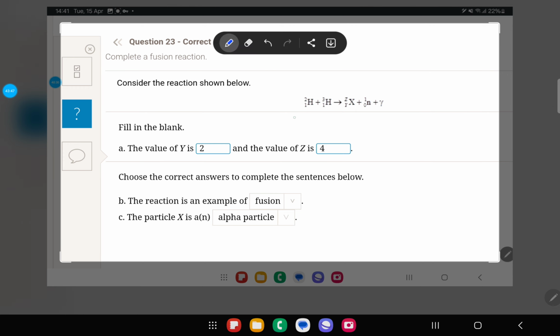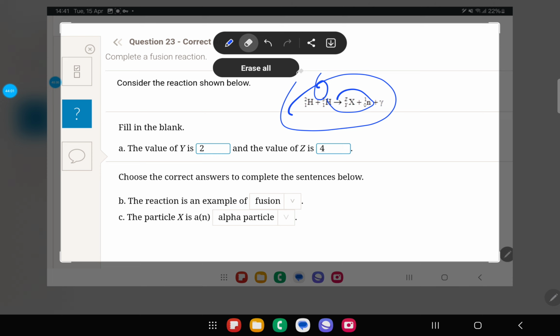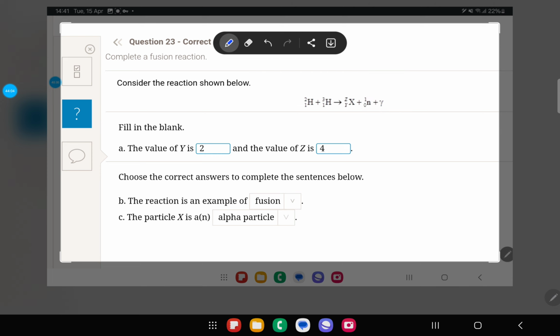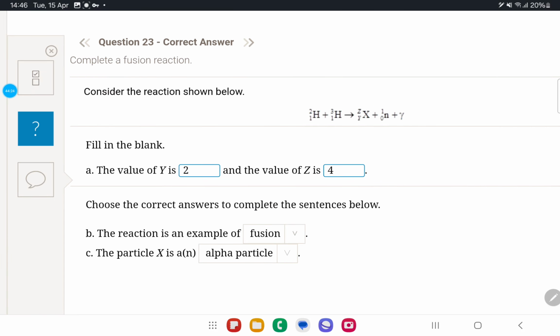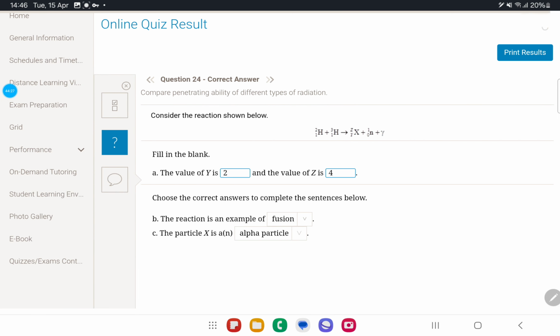Now for the other ones, again, this is fusion, because we're adding them up to form a heavier nucleus, and the particle X is an alpha particle. Why is it an alpha particle? Because it's 4 up and 2 down. And whatever has 4 up and 2 down, this means it's alpha. Doesn't matter if it's helium or whatever element. If it has 4 up and 2 down, then it's an alpha particle. Okay, that's it for this question.